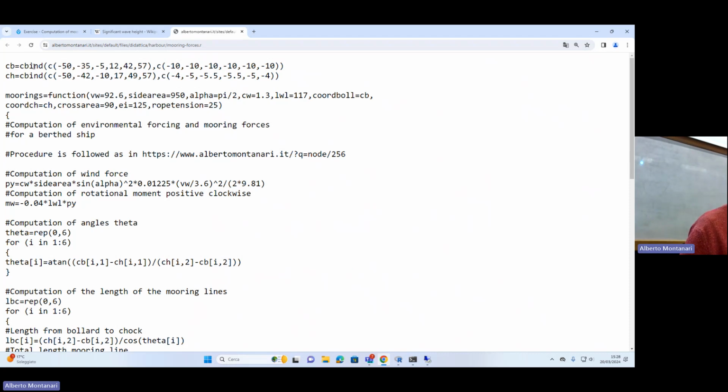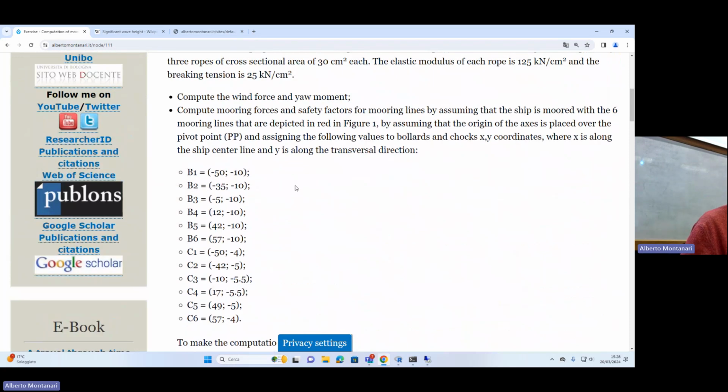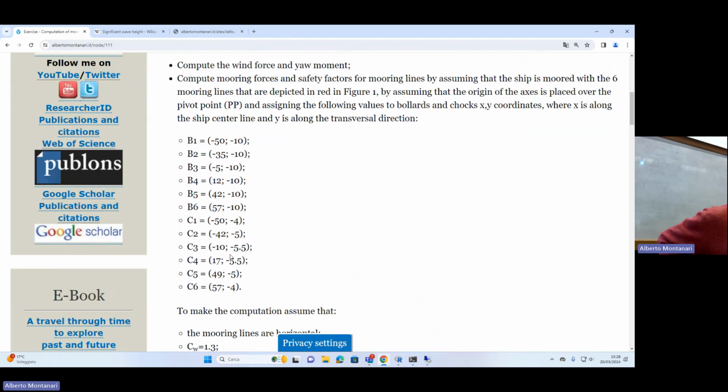In order to give these coordinates, I want to create into R two arrays. The first one is called CB. So CB is the array of the coordinates of the bollards. Where can you find it? Here. These are the coordinates of the bollards and the chocks. So what I need to give into an array is these 6 couples of numbers. So minus 50, minus 10, minus 35, minus 10, minus 5, minus 10.